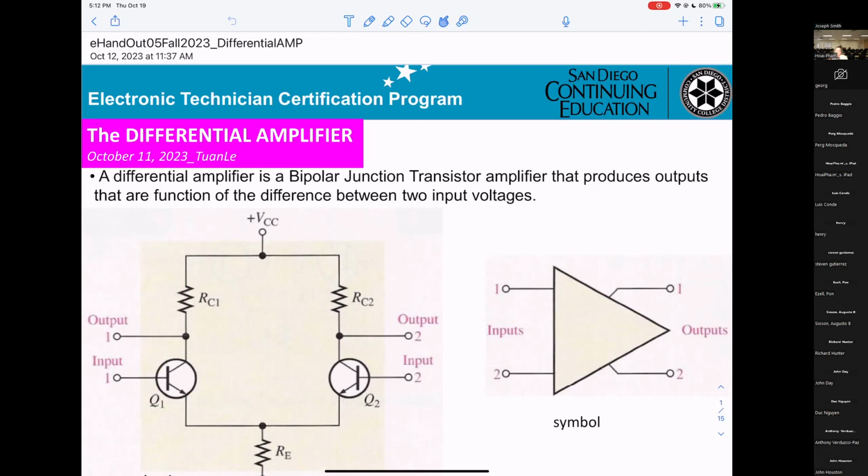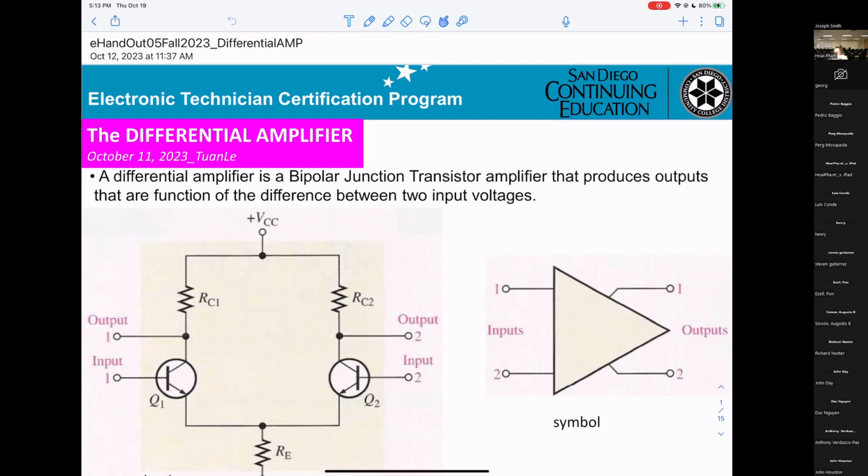For common emitter, input applied to the base, and output will be coming from collector. And the input and the output will be opposite, or 180 degrees out of phase. Okay.